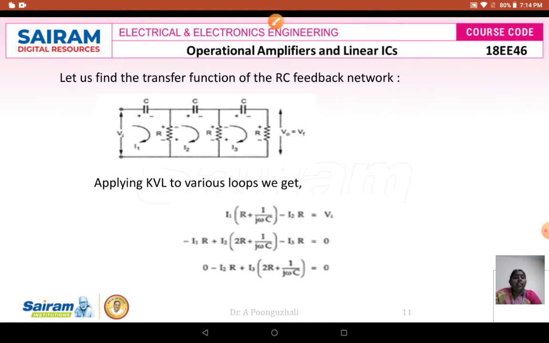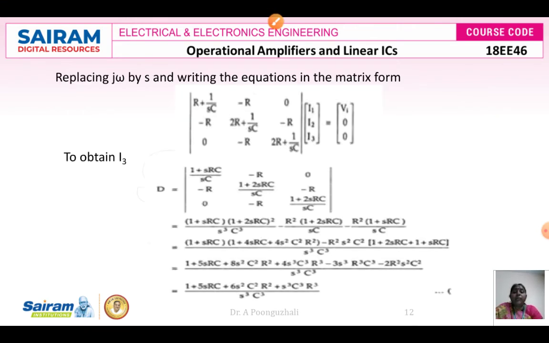Now I have to find out I3. I'll write this in matrix form. If I write in matrix form, j omega is going to be replaced by S. So when it is replaced, I can write as R plus 1 by SC, minus R, 0; minus R, 2R plus 1 by SC, minus R; 0, minus R, 2R plus 1 by SC, into I1, I2, I3. This is in matrix form.